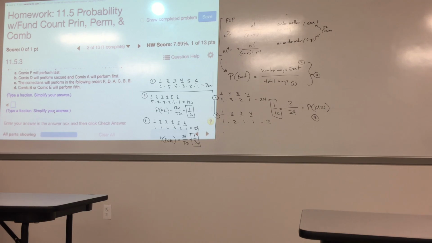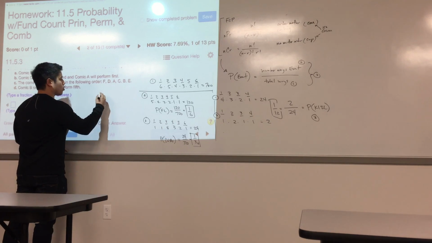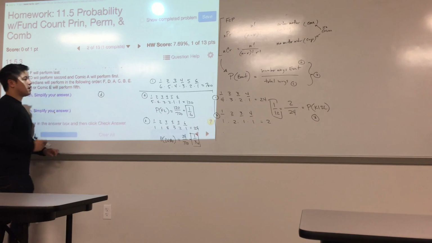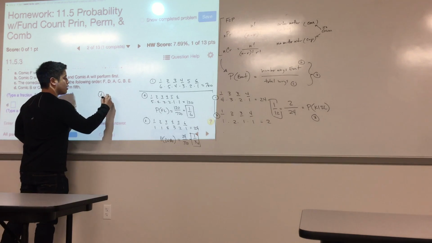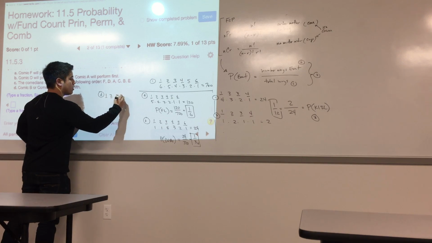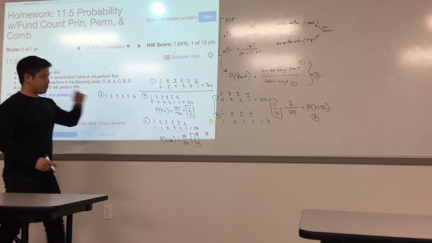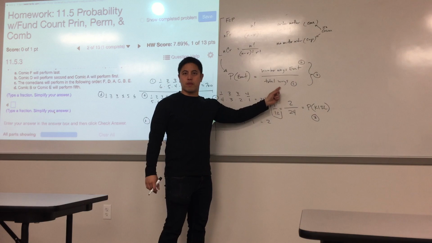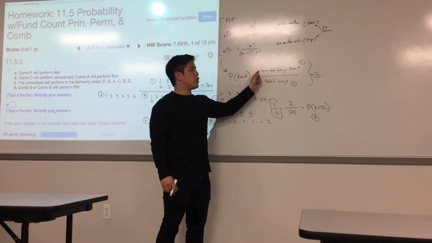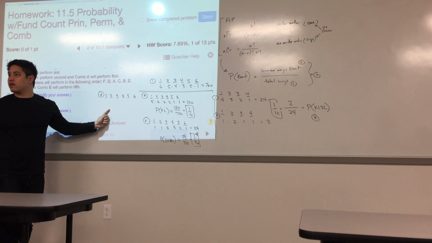Now, let's take a look at part D. Very important to do this one because of the word or. It says comic B or comic E will perform 5th. Like we said before, the first thing you need to do, because you already know that the total number of ways that you can make lineups is 720, is find the number of ways this specific one can be made.